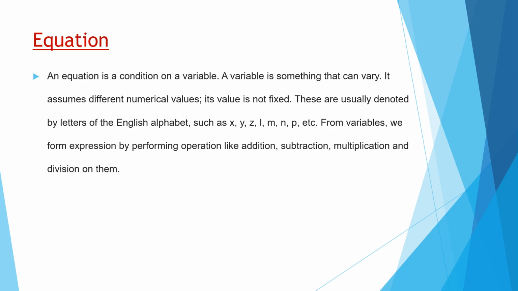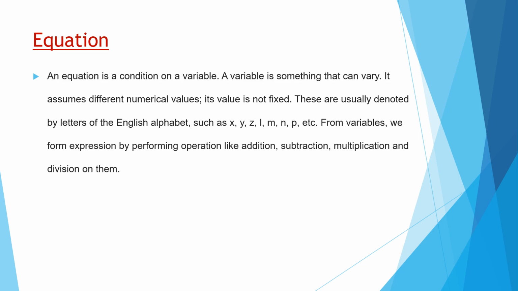So, an equation is a condition on a variable. A variable is something that can vary. It is not constant. That's why it is a variable. It assumes different numerical values. Its value is not fixed. These are usually denoted by letters of the English alphabet such as x, y, z, l, m, n, p, etc. Any alphabets you can take.